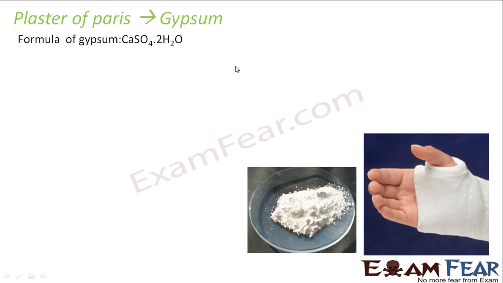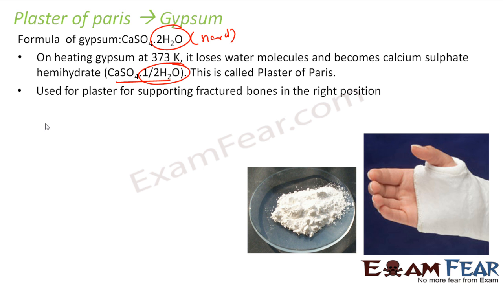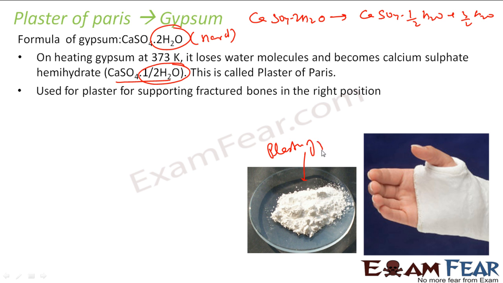Gypsum is this hard thing, and its formula is CaSO4.2H2O. Plaster of Paris is a hemihydrate, which has fewer water molecules. Gypsum has 2 water molecules, while plaster of Paris has half a water molecule, CaSO4.1/2H2O. When you heat CaSO4.2H2O, it becomes CaSO4.1/2H2O plus 3/2 H2O. This is a powder kind of thing, and this is plaster of Paris.